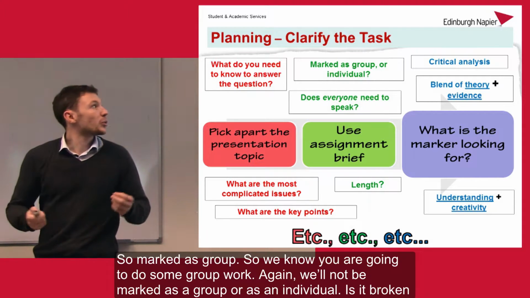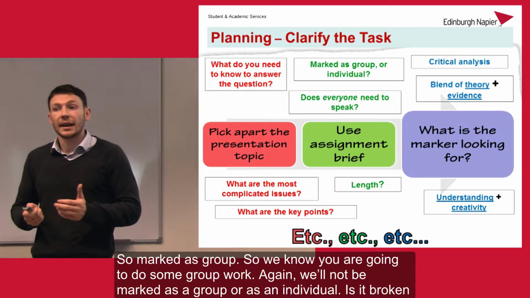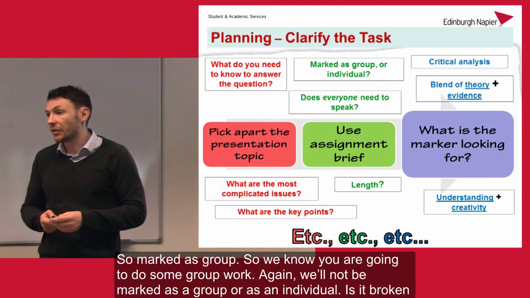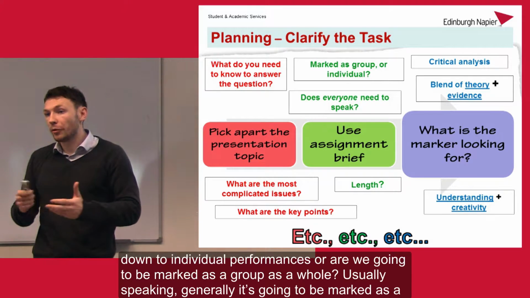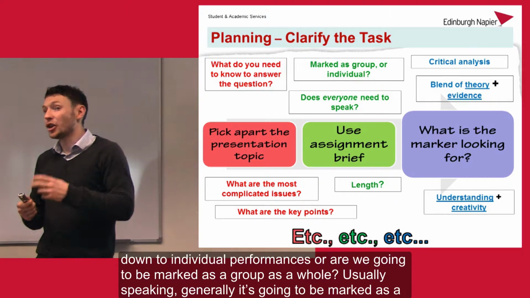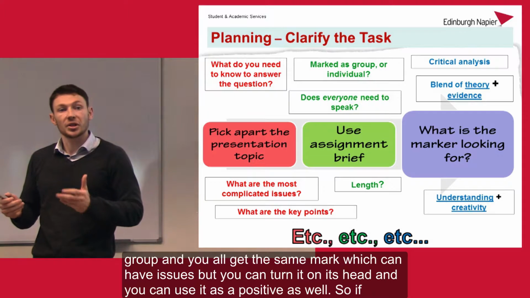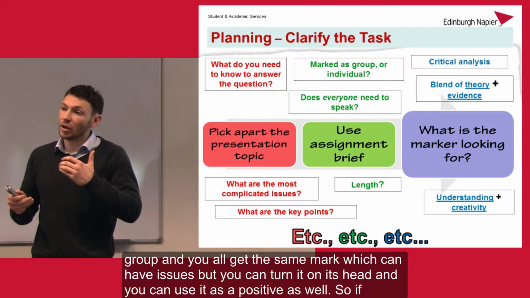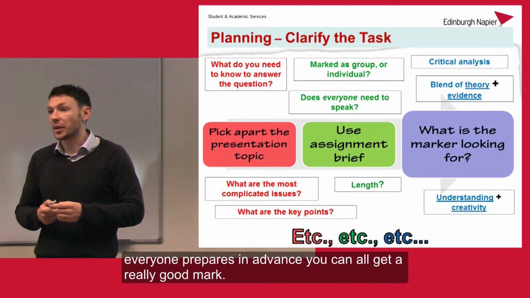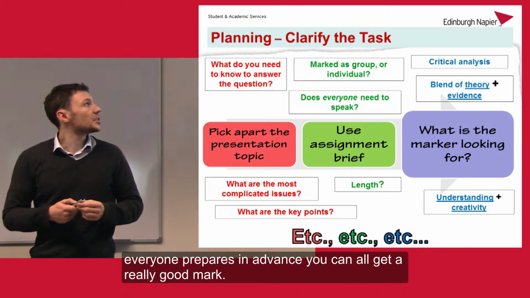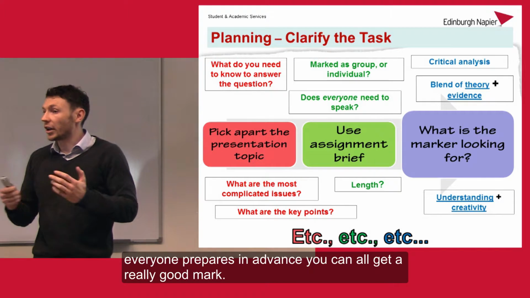So, marked as groups, we know that you're going to be doing some group work. Will that be marked as a group or an individual? Is it broken down to individual performance, or are you going to be marked as a group as a whole? Generally speaking, it's going to be marked as a group and you all get the same mark, which can have issues. But ultimately you can turn it on its head and use it as a positive. So if everyone prepares in advance, you can all get a really good mark.